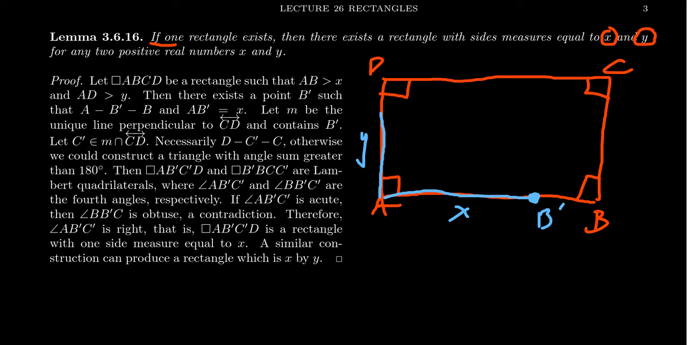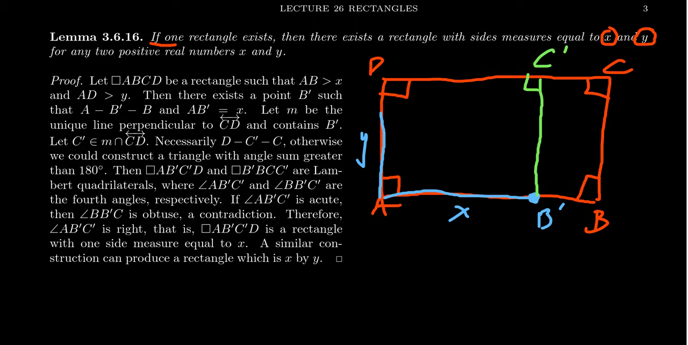So taking this segment A, B prime, we're going to take the unique line perpendicular to the line DC that intersects this point B prime. That is, construct the perpendicular line going through B prime that is perpendicular to the line segment DC. And let C prime be the foot of that perpendicular line.